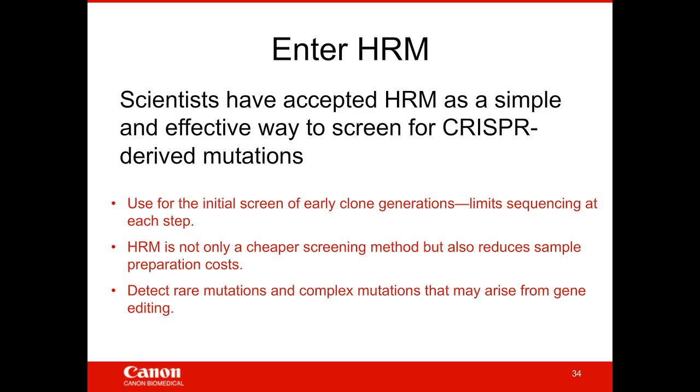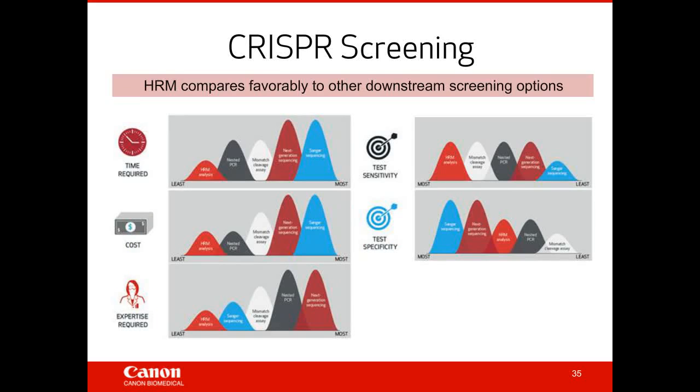In fact, a group from Harvard recently published a protocol in Cold Spring Harbor Protocols on how to use HRM for detecting indel mutations caused by CRISPR. HRM can be used for initial screening of early clone generations, and it limits sequencing at each step. It is a cheaper option and also reduces sample preparation costs, and it can detect rare mutations and complex mutations that arise from gene editing. If you compare HRM to other methods, it does compare favorably, especially in time, cost, skills needed, and sensitivity.